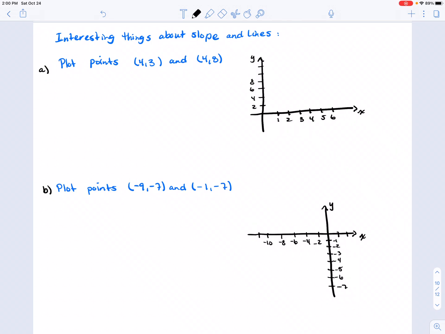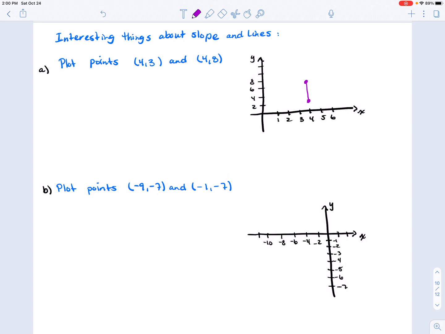Let's continue our tutorial talking about the slope of lines. If you're asked to plot the points (4, 3) and (4, 8) onto a graph, what would it look like? Well, let's go ahead and do that. So we've got (4, 3), so we're looking at about here. And then we've got (4, 8), which is here. And I'm going to connect them because we're on a graph, so I'm going to connect these two points with a line.